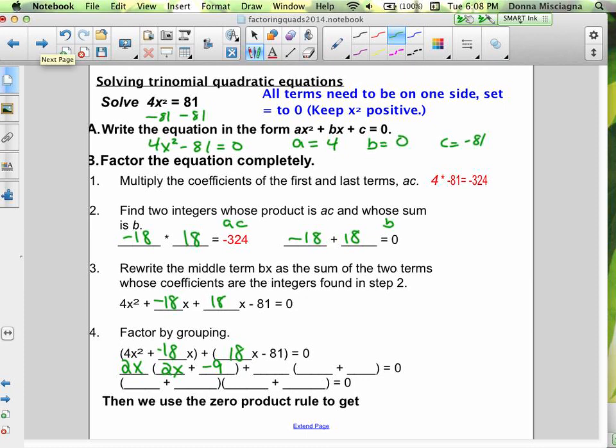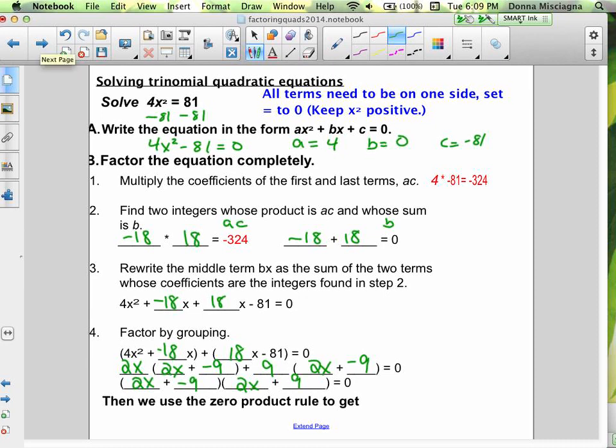All right, the greatest common factor for 18x and negative 81 is 9. 18x divided by 9 is 2x. Negative 81 divided by 9 is negative 9. All right, so that repeating 2x minus 9 is one factor, and what we pulled out, 2x plus 9, is the other.